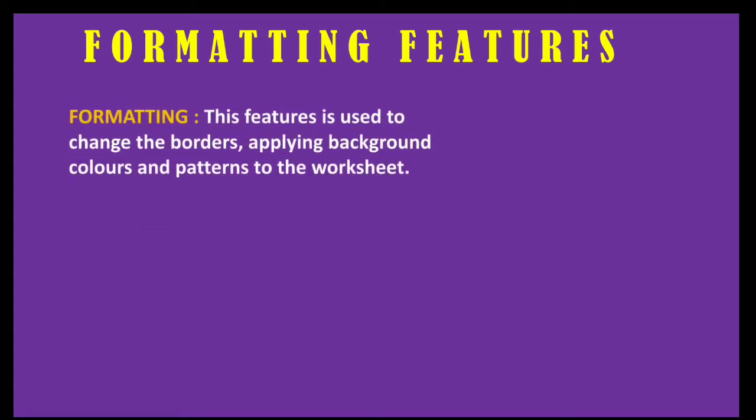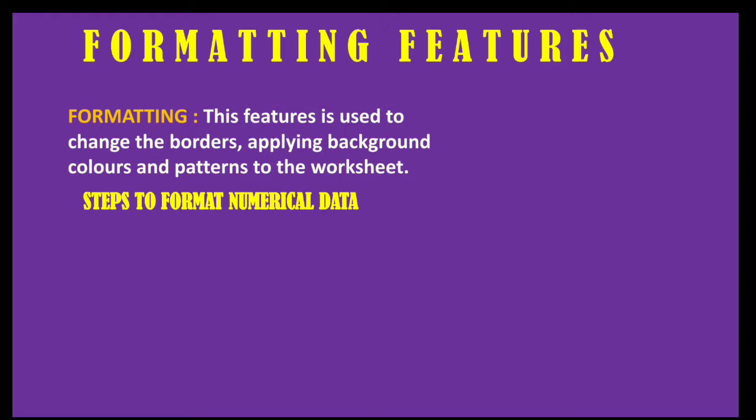Formatting features. These features are used to change the borders, and apply background colors and patterns to the worksheet. By default the cell is white in color. If we want to change, we can change the color of the cells, we can change the background of the cells, and we can even change the border as well as the pattern of the cell in the worksheet. This is done to enhance the appearance of the cell, so it will look good and beautiful.